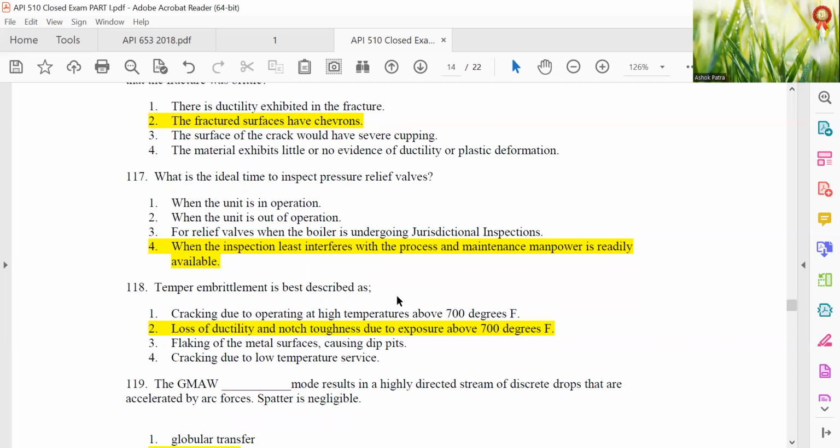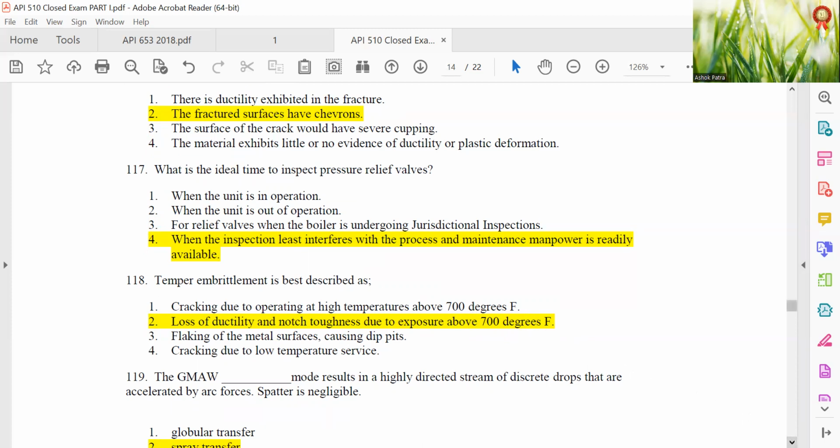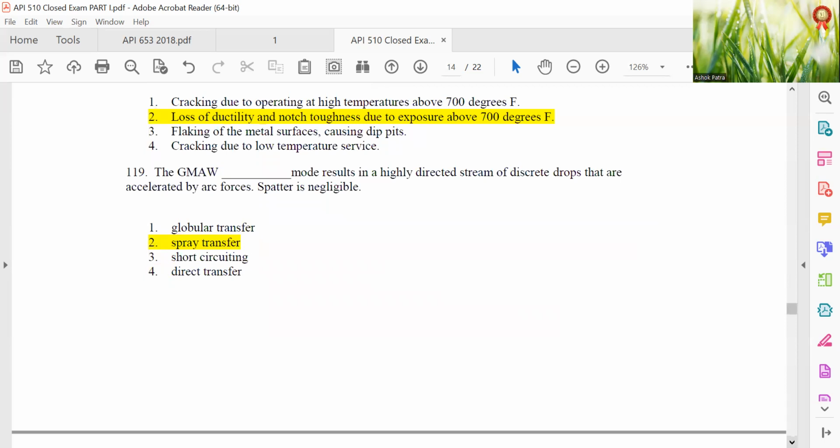Temper embrittlement is best described as loss of ductility and notch toughness due to exposure above 700 degrees Fahrenheit. The GMAW spray transfer mode results in a highly directed stream of discrete drops that are propelled by arc forces. Spatter is negligible in spray transfer.